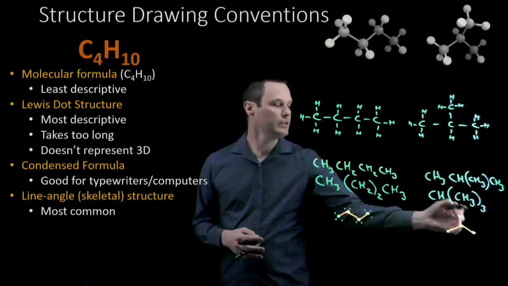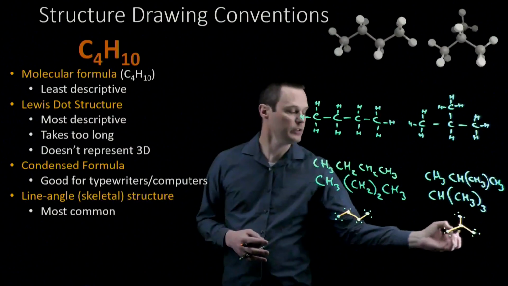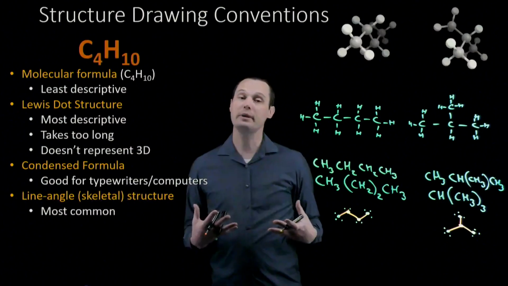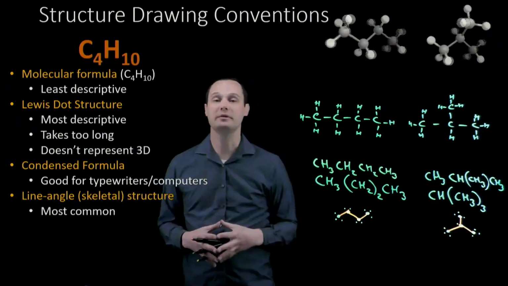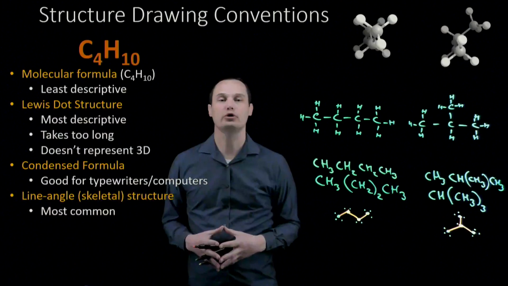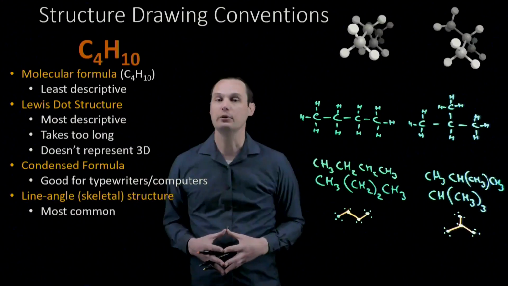Same thing over here. Each of these end of a line segment has 1 explicit bond, so there must be 3 implied hydrogens on each of these carbons. And the carbon in the middle has 3 explicitly drawn bonds, so it must have 1 implied hydrogen. And that matches with what we've seen above. These are the common structure drawing conventions in organic chemistry. By far, the line angle structure is the one that we need to get used to the most.